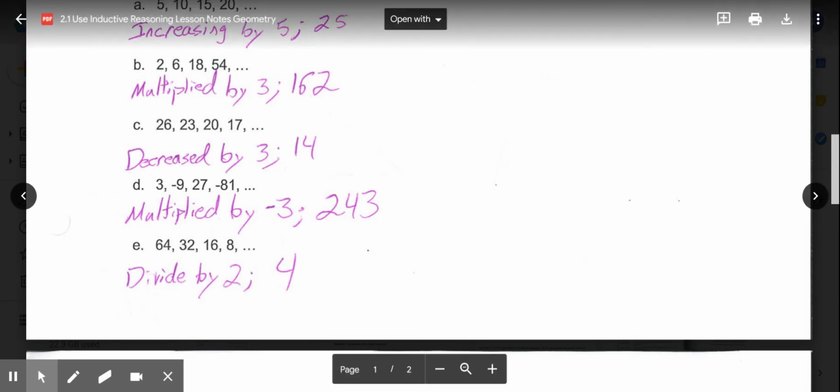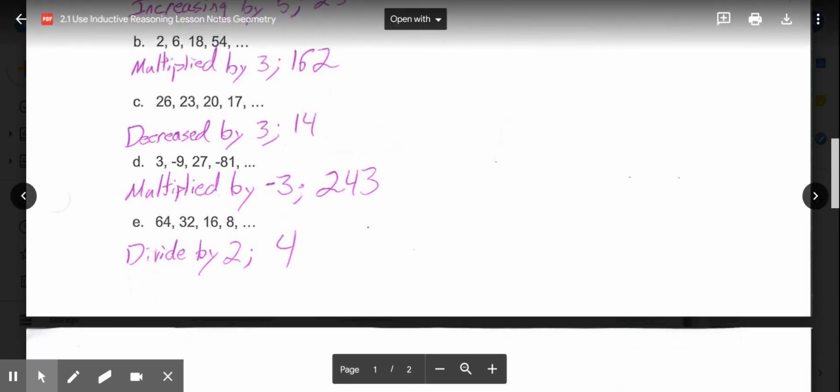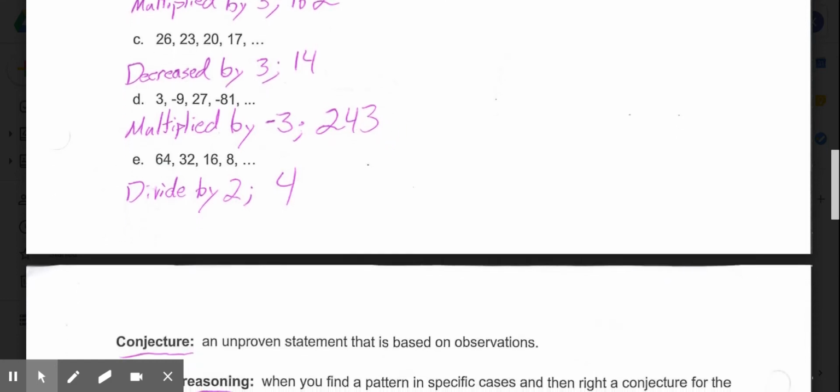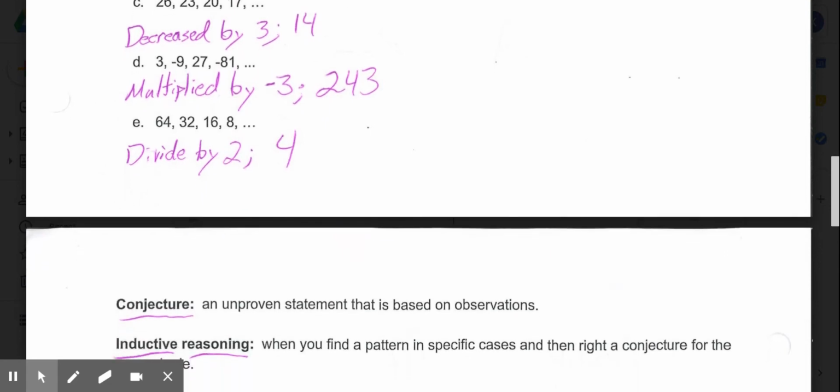14. In D, the list goes 3, -9, +27, -81. So in this case, our pattern each time is multiplying by a -3. So -81 multiplied by -3 gives me a +243. And the last one in that list, example E, 64, 32, 16, 8. So each time they are dividing by 2, which means the next number would be a 4.